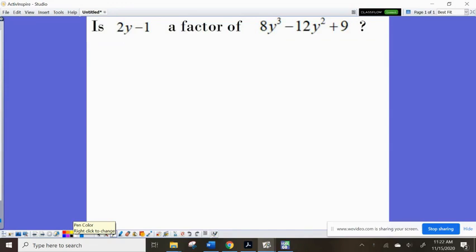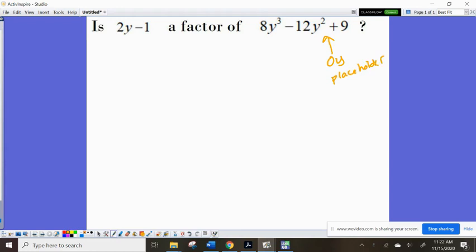To answer this question, we're going to use long division. When we set up our long division, we're going to notice in our dividend, in standard form, we're missing a term. There is no y term between the squared and the constant. So we are going to use a placeholder of 0y as we set up this problem.